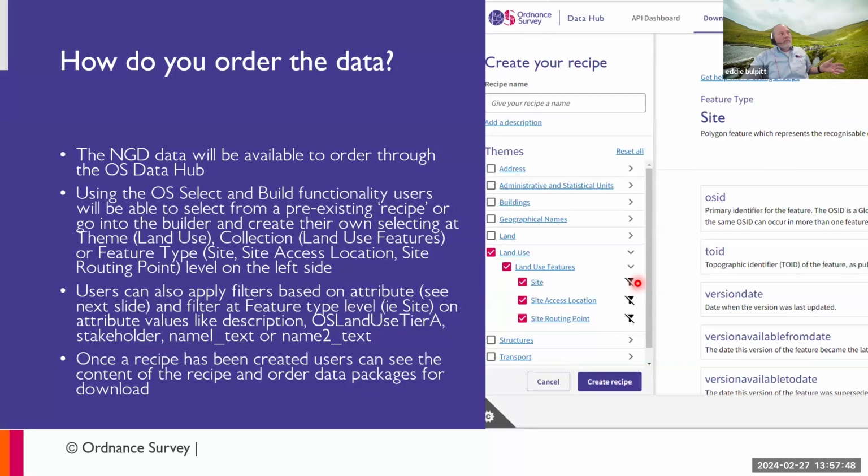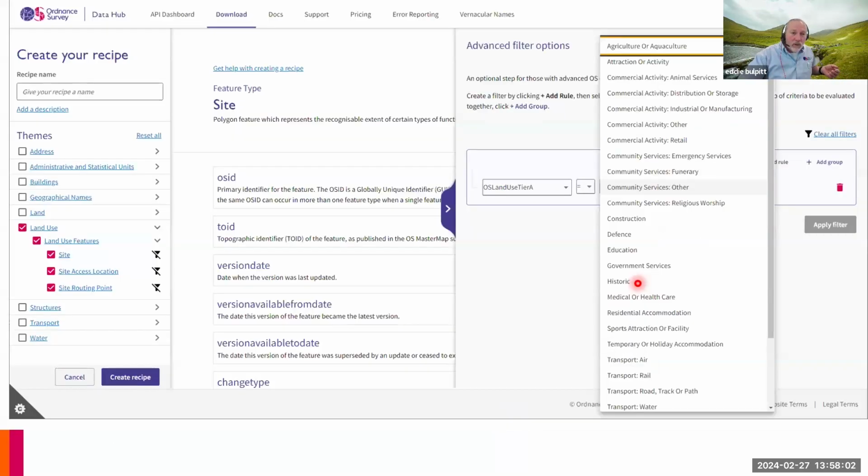From an OS Data Hub point of view, you have to be an account holder that allows you to access premium data. Otherwise, you can't get hold of this. But once you sign into OS Data Hub, you can select the OS select and build. I'll just jump on to the next slide because it makes it look a little bit clearer. So you can create your recipe. You give your recipe a name, so if you want to go back to it, you can find it in future. You can share it with other people within reason. But the important thing is this is where you can start filtering the data.